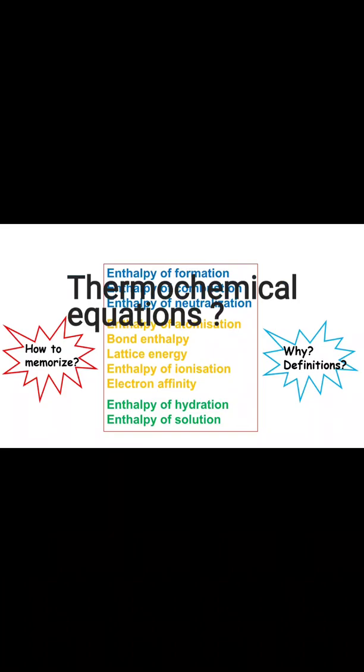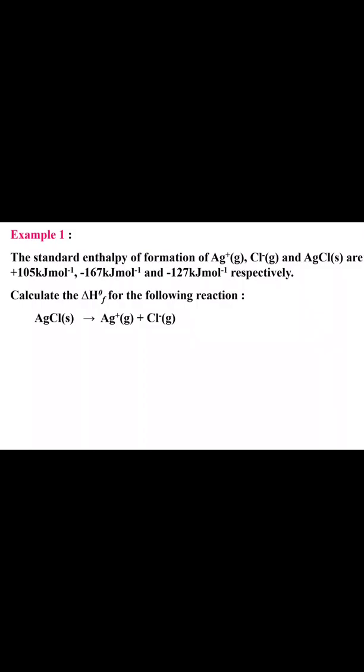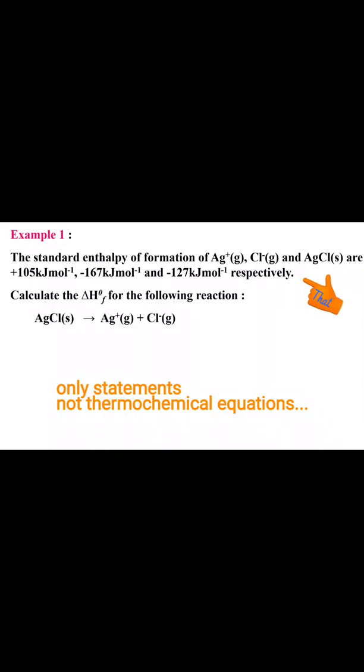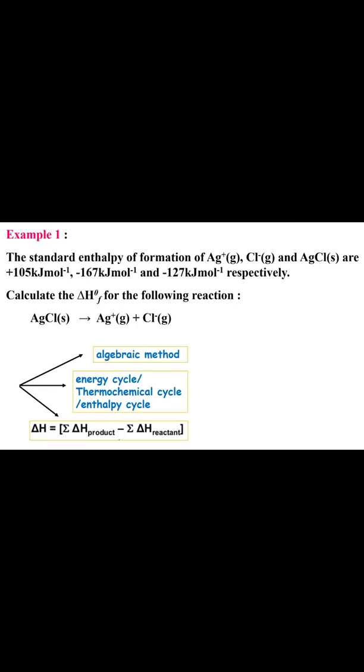Now, let me show you why you need to write down the thermochemical equation first. From the data given here, the questions only give the statement about the standard enthalpy change of silver ion, chloride ion, and silver chloride. It doesn't give you any thermochemical equations about the statement. There are three methods to calculate the enthalpy change of the reactions. However, we are only focused on the second and the third method. This is because we already discussed the energy cycle in my last lesson.